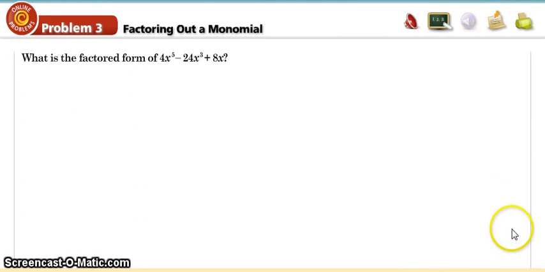In this problem, you will factor out a monomial from a polynomial. What is the factored form of 4 times x to the 5th power minus 24 times x cubed plus 8 times x? Okay, so remember, factoring is going in reverse. It reverses multiplication. So think about this. Basically, this is what used to be your answer, and now you're giving me the question. Somewhere along the lines, there was a monomial outside of a set of parentheses, and we distributed it in. So now we're going to factor out. We're going to take this out. Basically, we're going to find out what was that monomial that we distributed in to get that trinomial.